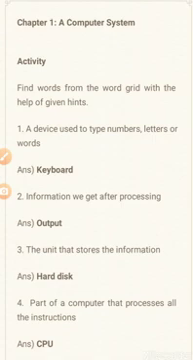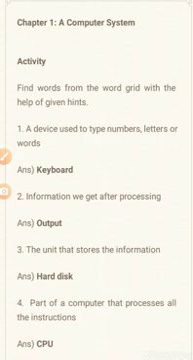Question 3. The unit that stores the information. Where does the computer store all the information, the result that it gives you? It is stored in the hard disk, in the CPU box. So answer is hard disk.